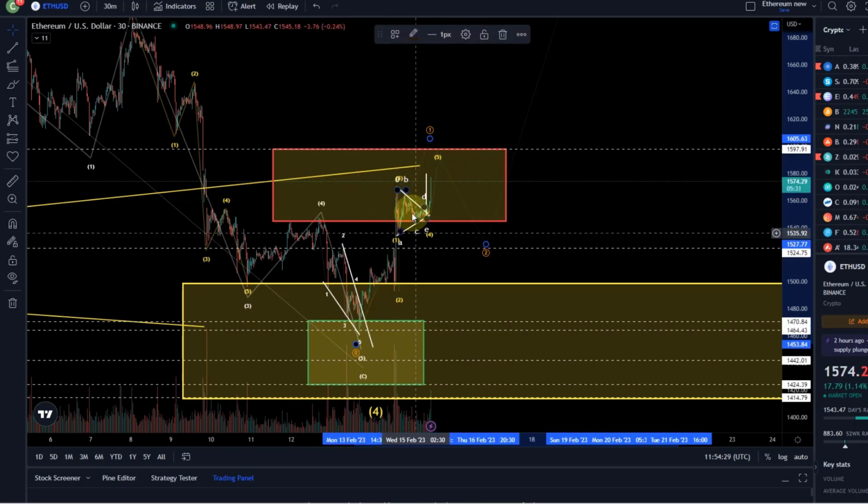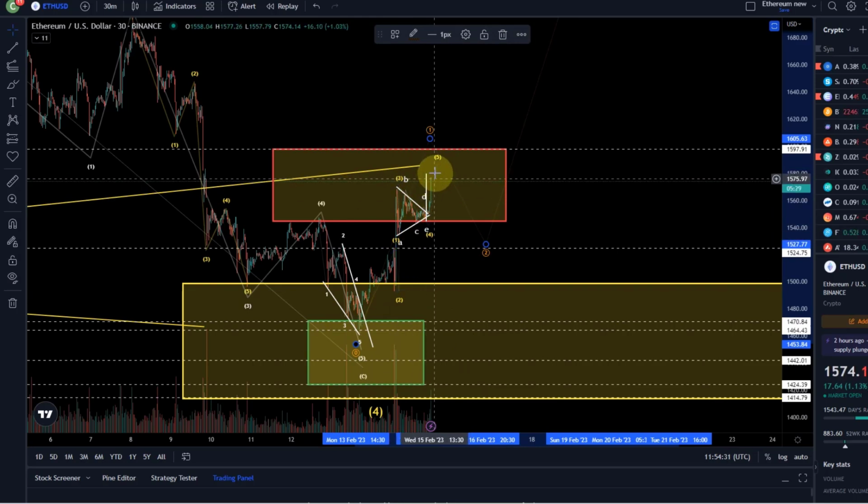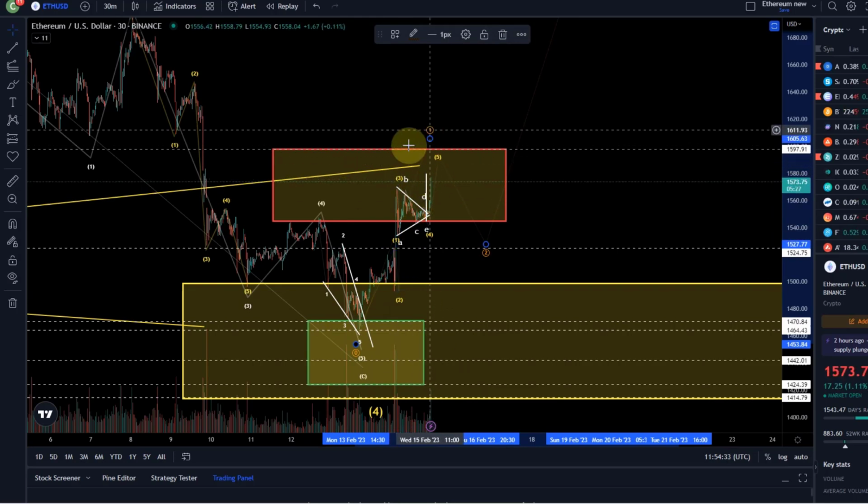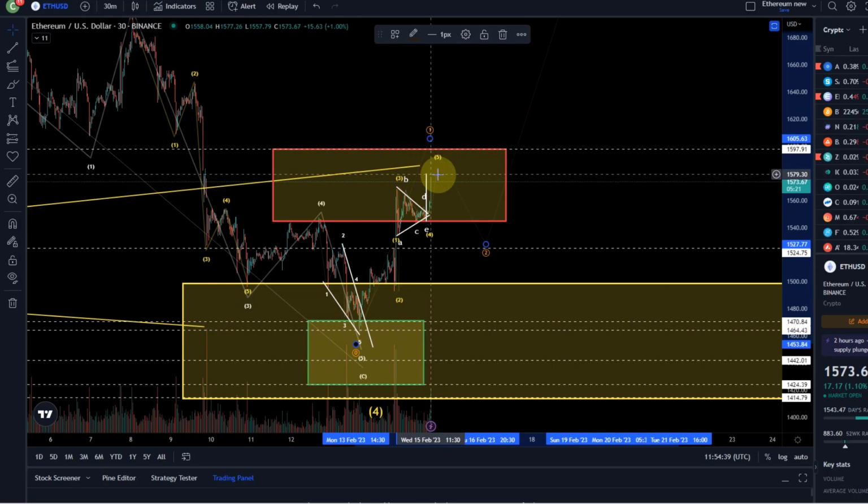Now, towards the end of this move, even if we get an extension, I would be careful with long positions personally. I entered my long positions down here and have now moved my stop loss slightly into profit. This is not the time where I would enter long positions anymore. Is it time to short? Well, it might be for you.